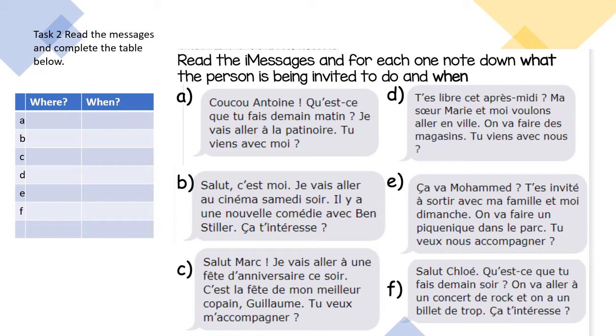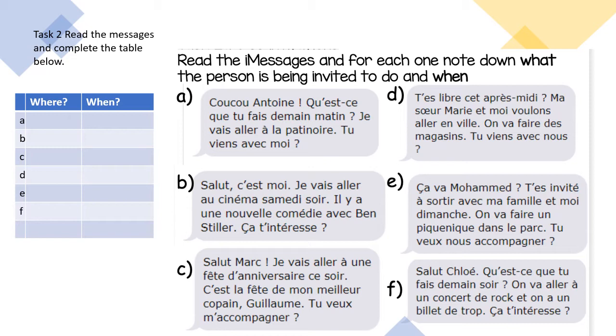So if you look at this one, it says Coucou Antoine, qu'est-ce que tu fais demain matin? Je vais aller à la patinoire. Tu viens avec moi. So demain matin is a phrase that's telling us the when. So that means tomorrow morning. And then where they're going is the patinoire, which is the ice skating rink. So there you would put where, ice skating rink, when, tomorrow morning.